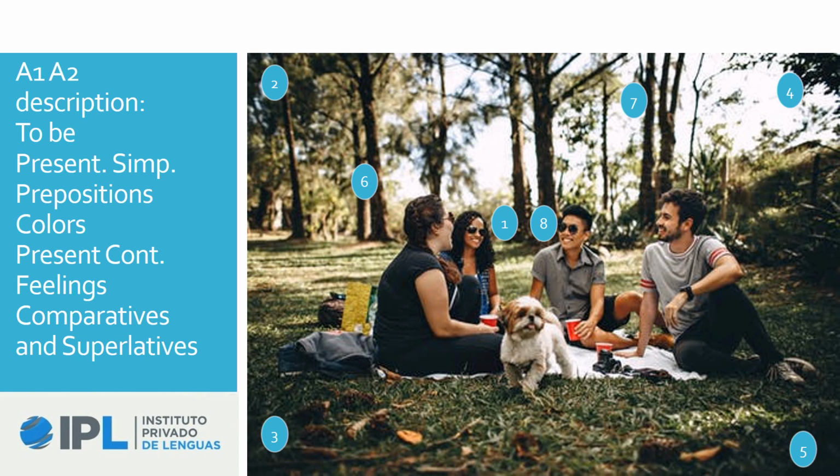So what should we expect in an A1, A2 description? Well, you should use mostly simple present with the verb to be and other verbs. Also present continuous when you're assuming what the people are doing, and some simple past and present perfect in your last comments, okay? But mostly you will talk about the objects, where they are, how they look, and you will use prepositions, colors, feelings, comparative and superlative sentences, right? And organize this as we organize everything in our languages, okay?